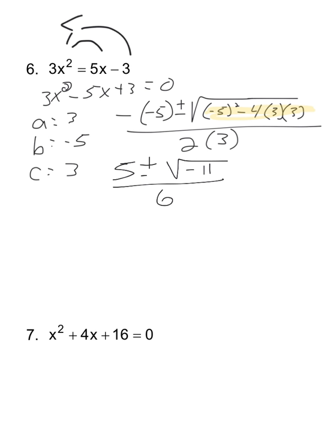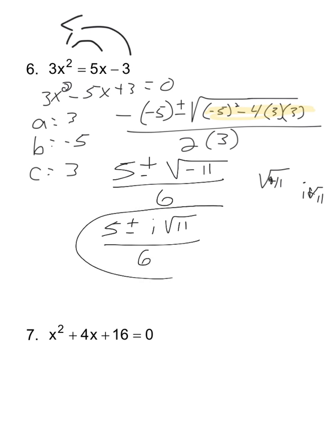So I see I have a negative there, so I move it to the side. And the negative comes out as an i. Now 11 doesn't break down because it's a prime number. It's just 1 times 11. So I put it right back underneath, and I'm going to replace that with i square root of 11. So I have 5 plus or minus i square root of 11 all over 6. That does not reduce anymore, so that's my final answer.